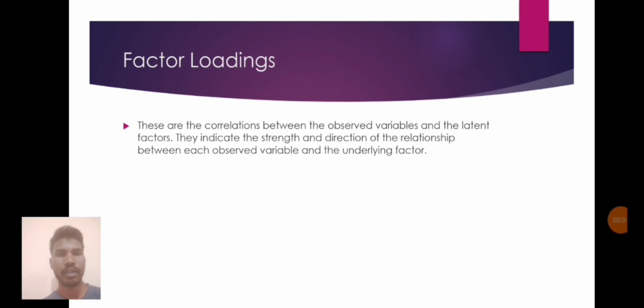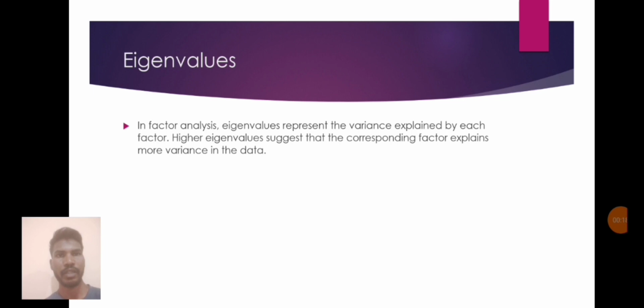Factor loading: these are the correlations between the observed variables and the latent factors. They indicate the strength and direction of the relationship between each of the observed variables and the underlying factors. Eigenvalue: in factor analysis, the eigenvalue represents the variance explained by each factor. A higher eigenvalue suggests that the corresponding factor explains more variance in the data.